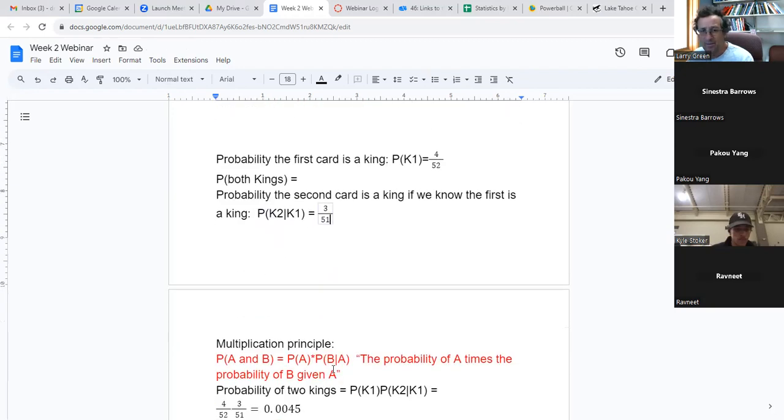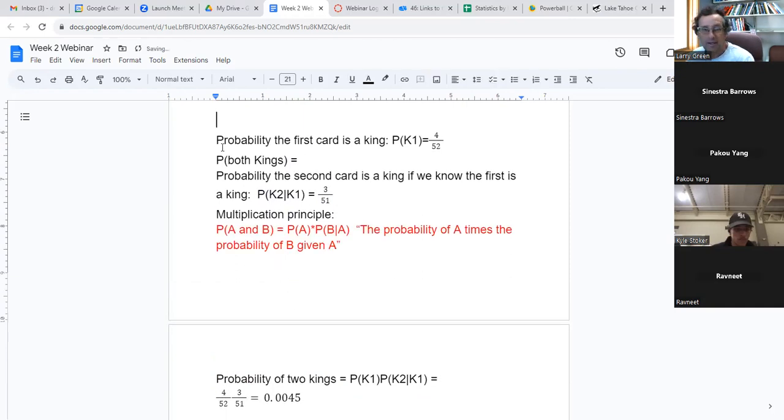All right, so next, to be able to do this, we're going to need what's called the multiplication principle. And here's what it says. It says the probability of A and B. So and means both of them must happen. And that is equal to the probability that the first happens, P of A, times the probability that the second happens given the first happens, or P of B, given A. Okay? Any questions on this big principle?